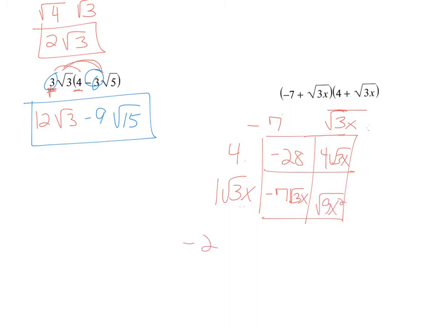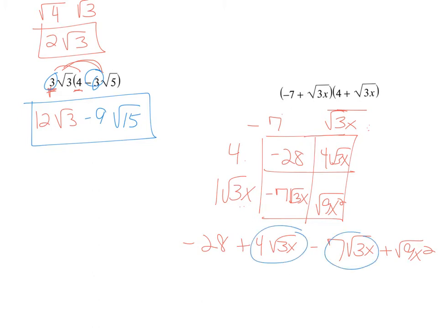Now at this point, you can pull everything out of the box if it makes it easier for you to see what you're doing here. And at this point, you're just adding like terms and simplifying. So I see like terms here. These are both radical 3x's. So I'm going to keep negative 28, and I'm going to end up getting negative 3 radical 3x because a positive 4 and a negative 7 gets you negative 3.